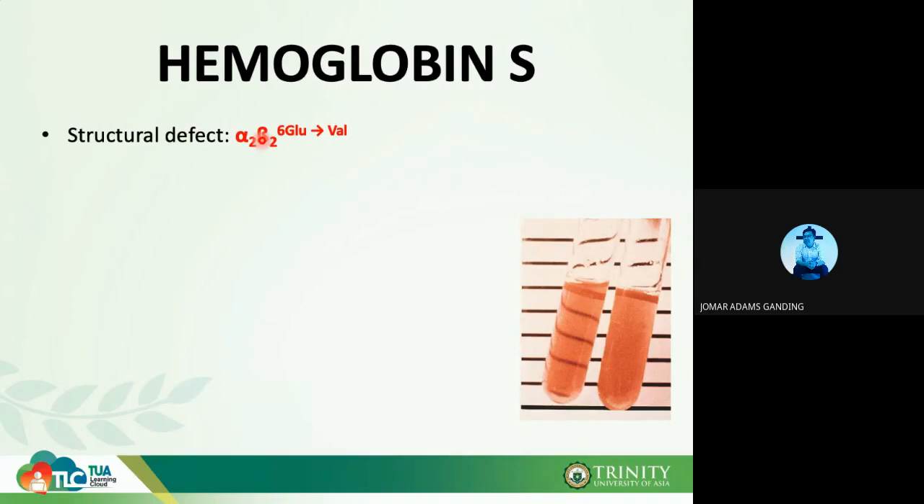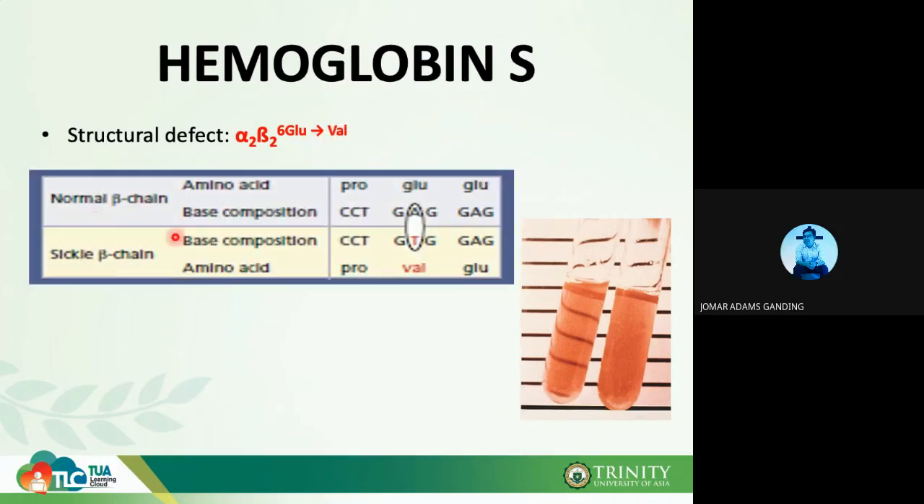Mamaya pag-uusapan natin yan. So hemoglobin S has a structural defect. Okay, so there is a mutation in your beta globin, in the beta gene, there is a mutation in your beta globin chain at position 6, glutamic acid, which was now replaced by your valine. Ano pong nangyari? Yung glutamic acid mo napalitan ng valine, okay? So remember that in a normal beta chain, ganito yung itsura niya, GAG for your glutamic acid, and your sickle beta chain, ang nangyari, napalitan ng A, ng T. In a sense, nagkaroon tayo ng point mutation. And that point mutation caused now a structural defect dahil instead na glutamic acid yung nandun sa position 6, naging valine siya. Okay? Naging valine.